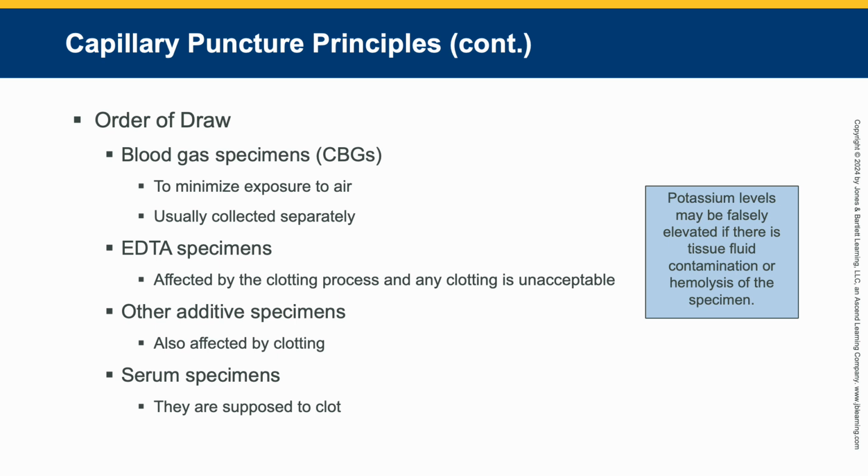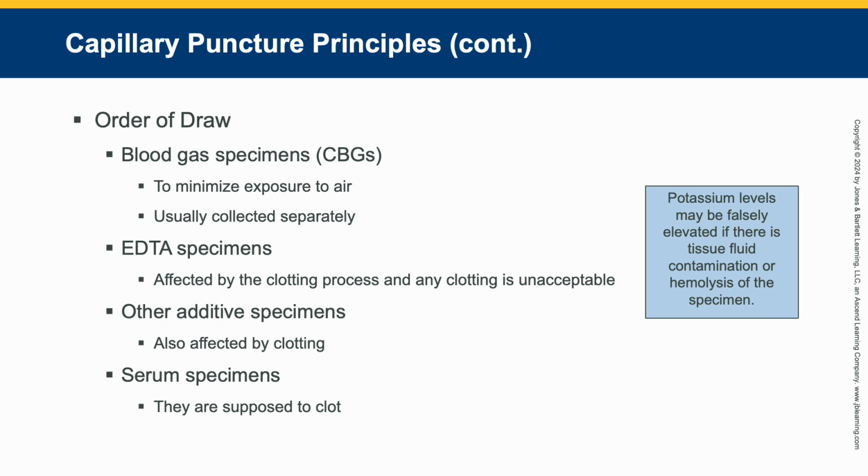So first is any blood gas specimens that you need. You want to minimize the air exposure, and these are usually collected totally separately and by themselves. But if they're not, then they are the first in the order of draw. Next, you have EDTA specimens. This is your purple top microtainer.